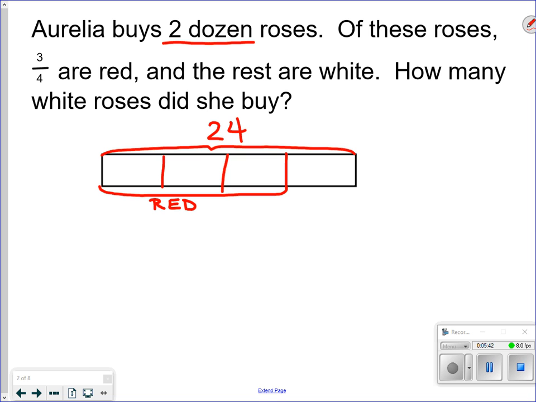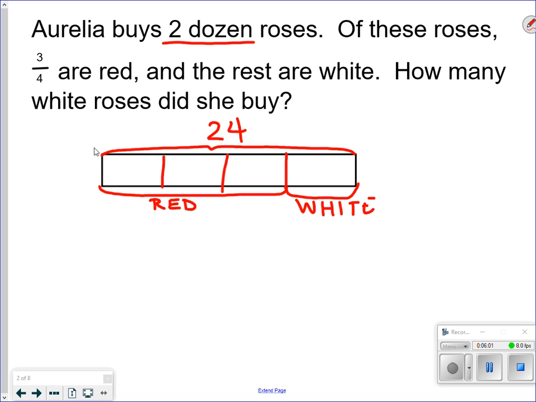And then you take the last piece and label it white. The rest are white. This is the rest. That's what's left over.